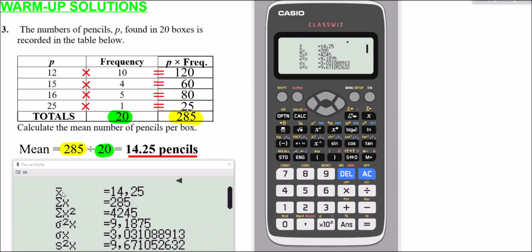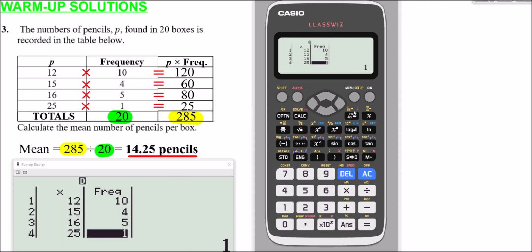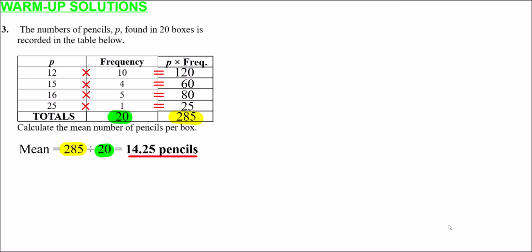Now here, we'll mention this in this chapter and chapter 2, all these different data points. The main one we need is x bar. That's what the symbol is for the mean. So the mean number of pencils is 14.25. So that's just how your ClassWiz could have done that for you instead if you were doing it manually. Let's have a look at the last warm-up example, warm-up question 4.